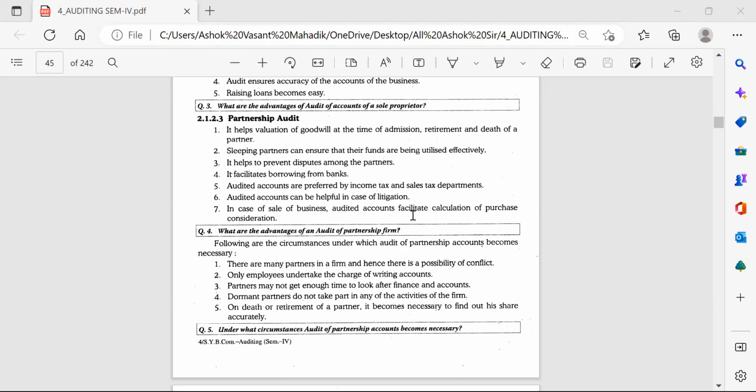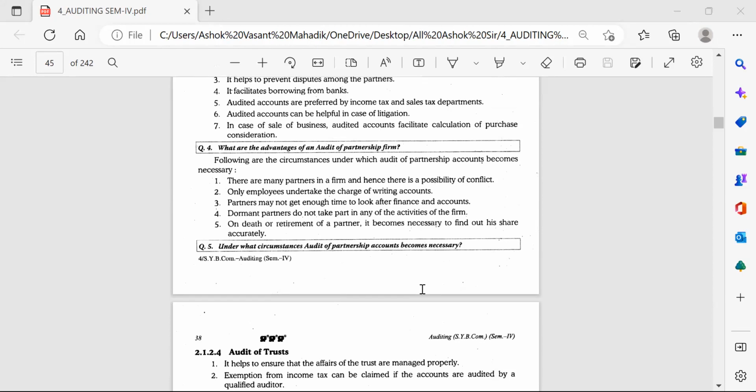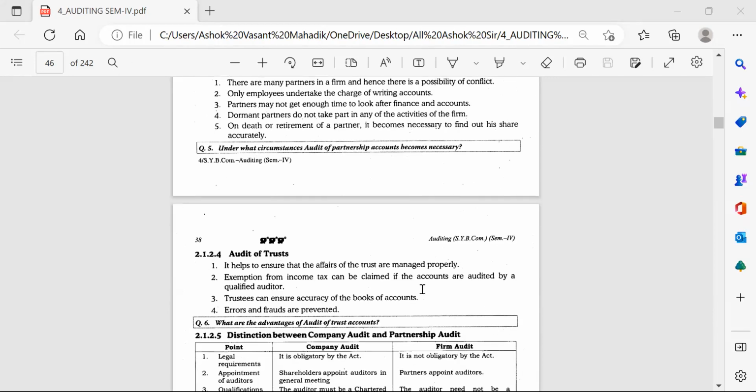Okay, so same points are covered again. Following other circumstances under which audit of partnership account becomes necessary. Okay, so same points you can write. Overlapping points are there. I'll go ahead.